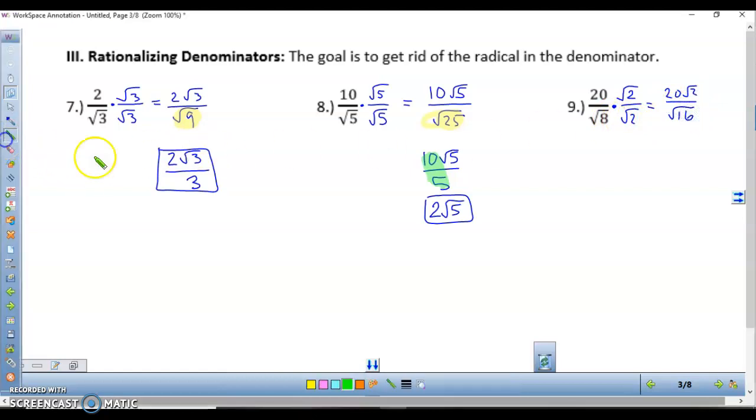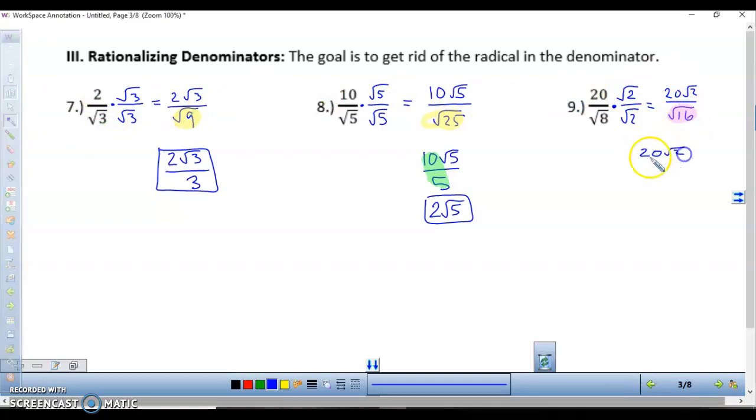And again, the whole reason for doing this is because I want to be able to take that perfect square, and I can. The square root of 16 is 4. So I get 20 square root of 2 all over 4. And just like in the previous problem, you can actually divide these numbers outside together. 20 divided by 4 gives me 5. So I'm left with 5 square root 2 is my final answer. Those are simplified radical expressions.